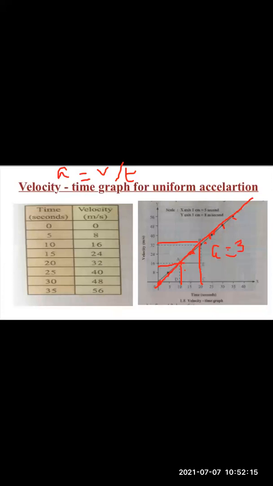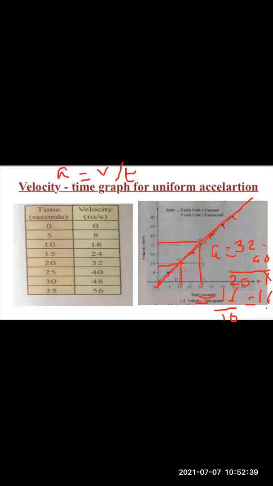It is 32. Initial velocity is 40, upon time interval is 20 minus 10. So you can say this is nothing but 16 upon 10. So ultimately this is going to give me 1.6 meter per second square as acceleration.